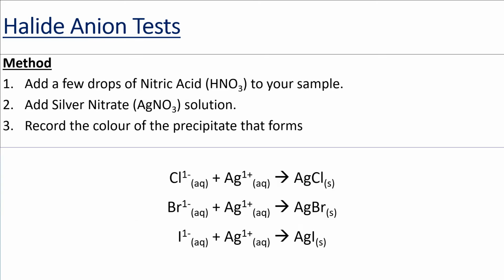And again, the reactions, I've again gone for the ionic equations. So if you have a chloride, it will combine with the silver ions to form silver chloride, which is a white insoluble solid. The bromide combines with the silver to form silver bromide, which again is a cream insoluble solid. The aqueous iodide combines with the aqueous silver to form silver iodide, which again is a yellow insoluble solid.